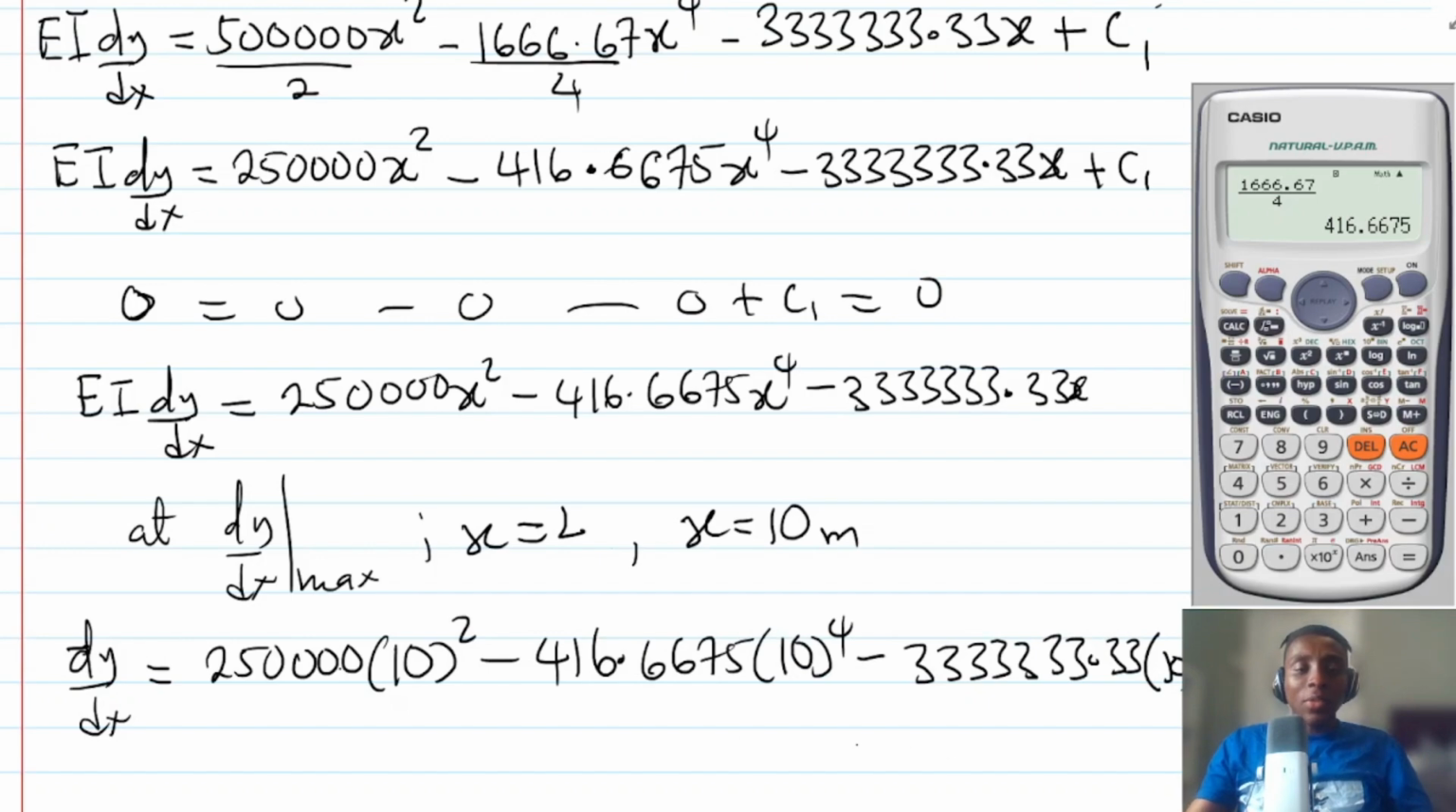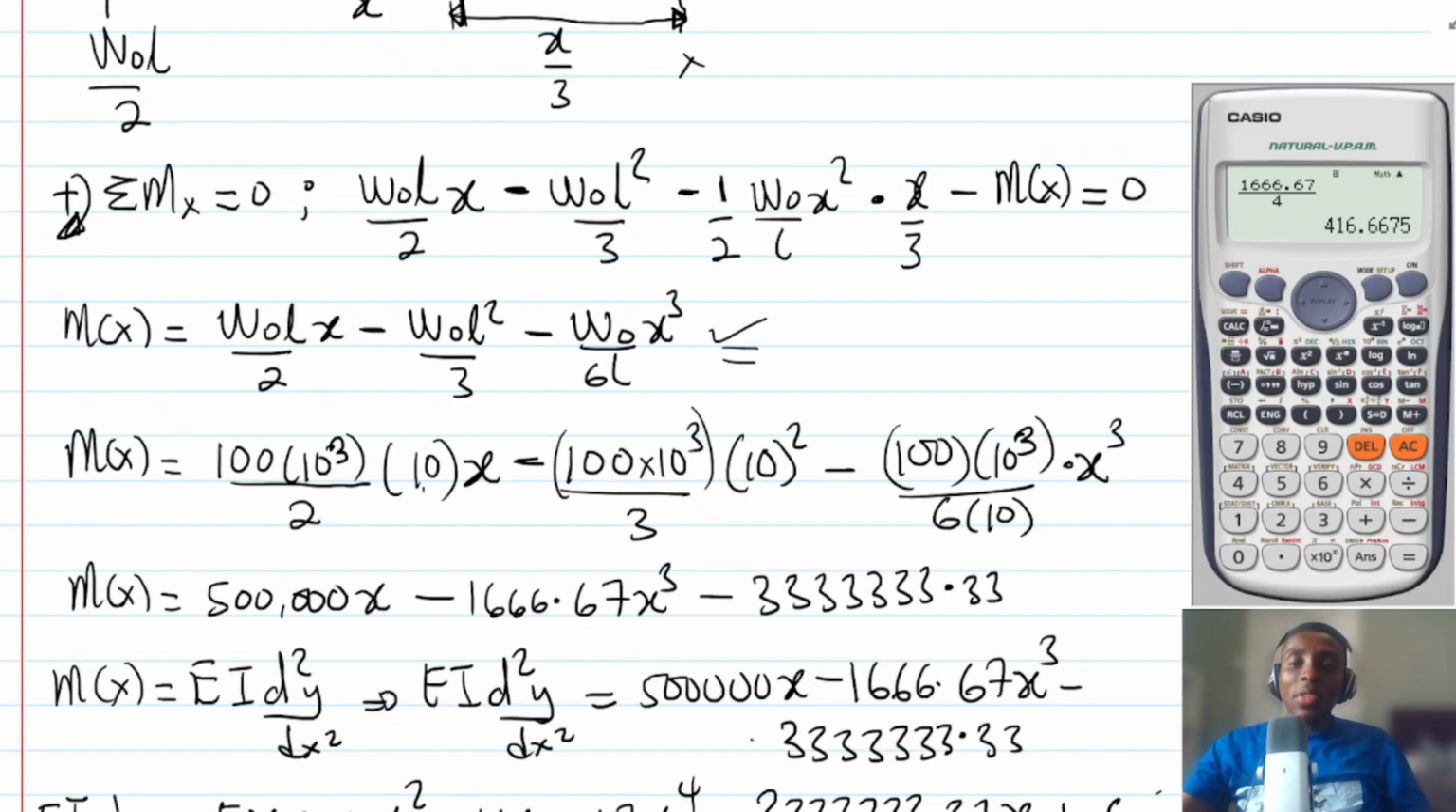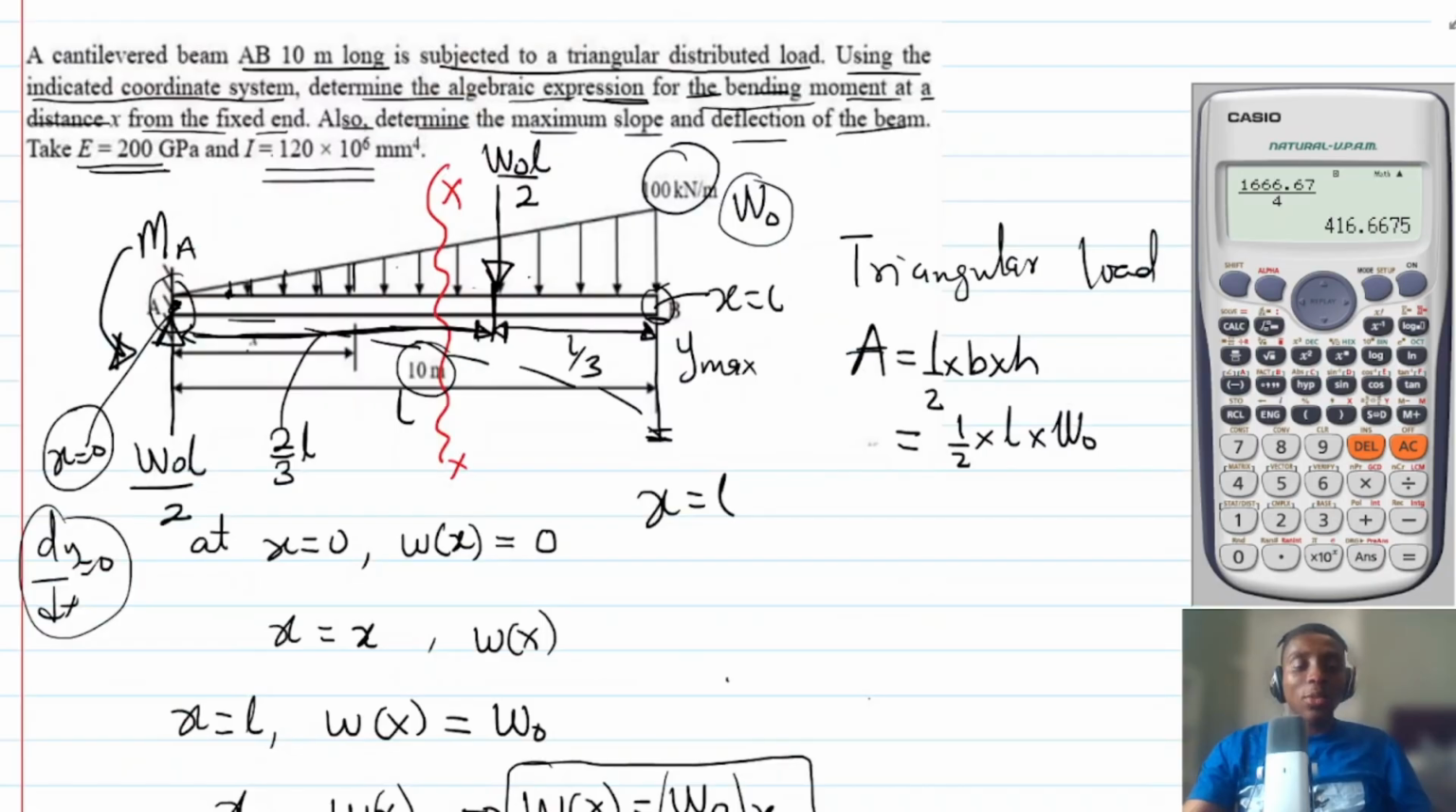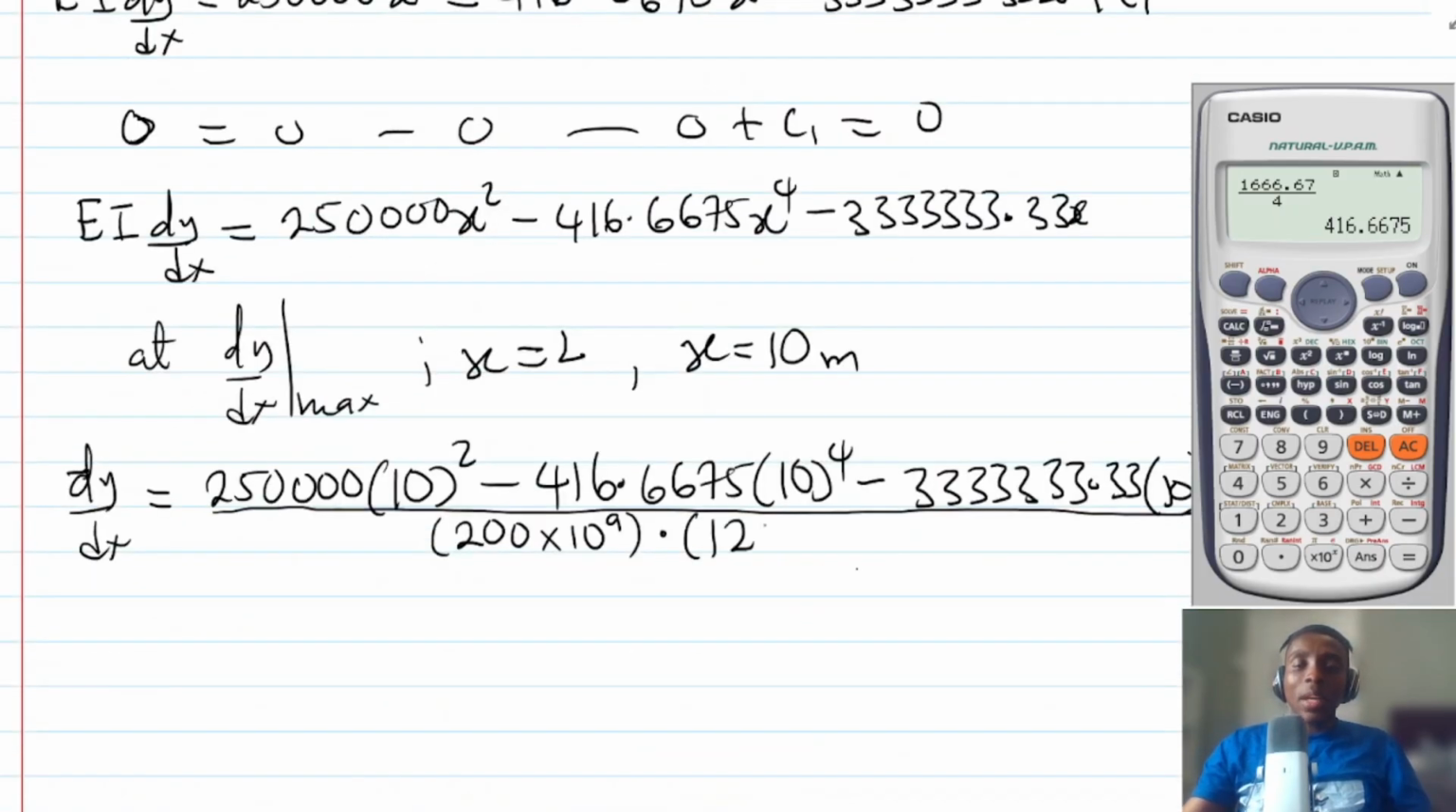And then you divide everything by the EI. And then you realize that the E was given as 200 gigapascal, so 200 times 10 to the power 9. And the I was 120 times 10 to the power 6 millimeters to the power 4. So it's actually 10 to the power minus 3, which is milli, to the power 4. Now, this will be your maximum slope, okay? This will be your maximum slope.